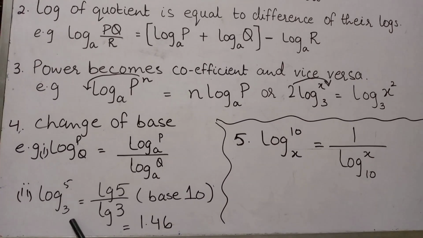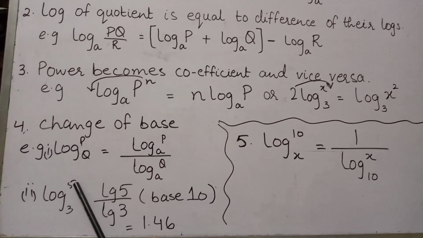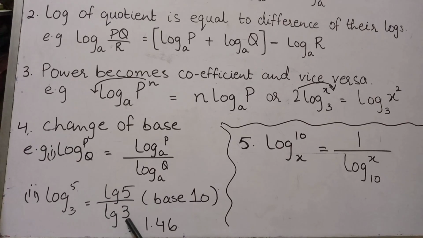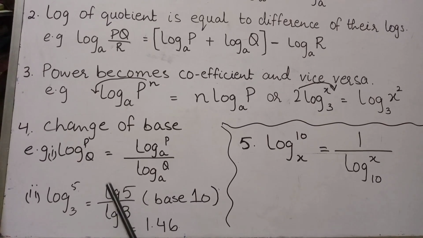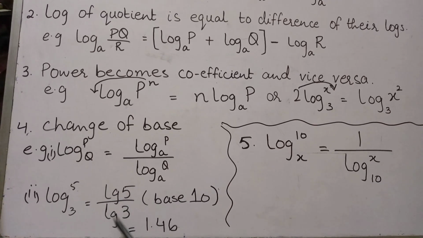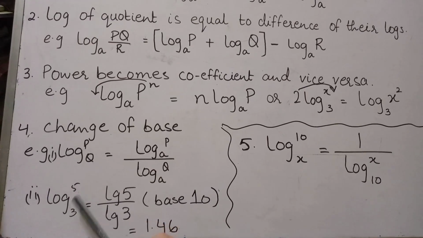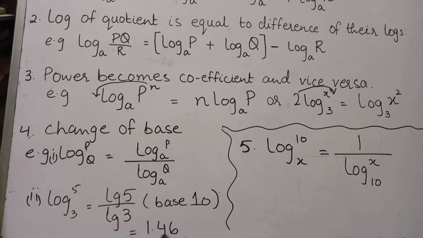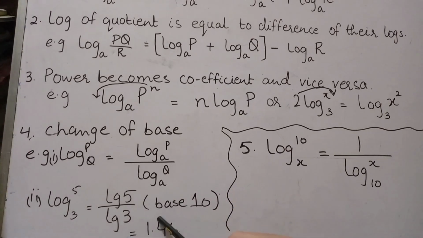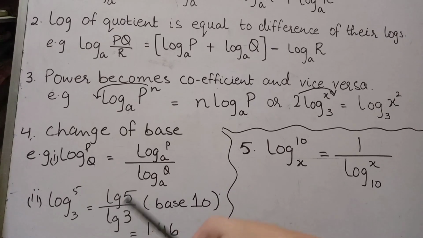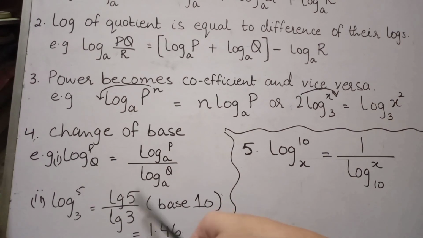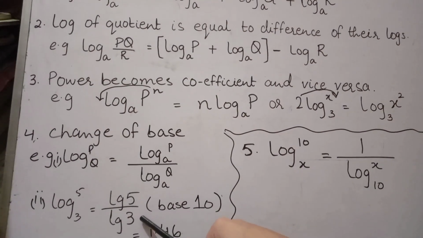Now another example. For example, log with base 3, power 5. What is done over here? lg 5 divided by lg 3. Now when we write lg, this means log to the base of 10. So the base remains the same, so power divided by base. Then I have calculated it in the calculator, so it becomes 1.46. I can do it with log to the base of e as well. I can write ln 5 divided by ln 3. I can do it that way as well.